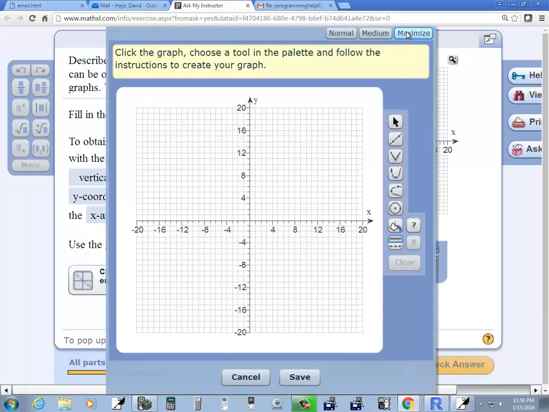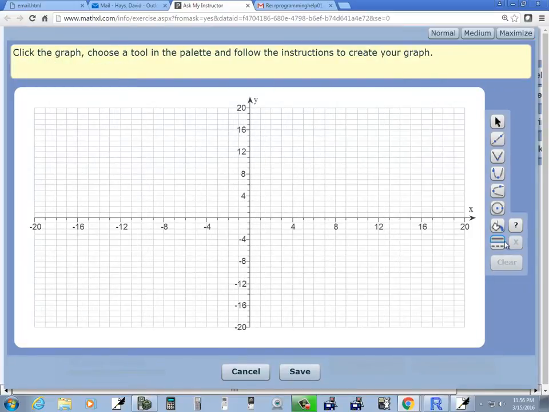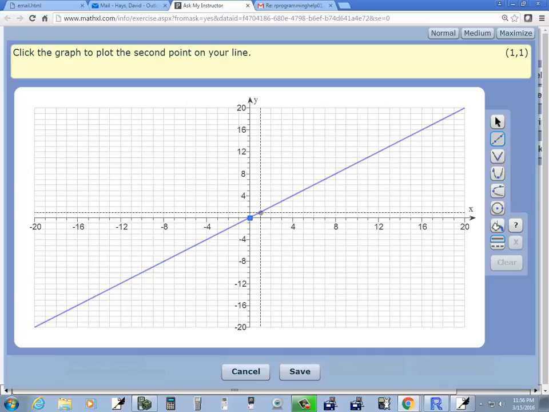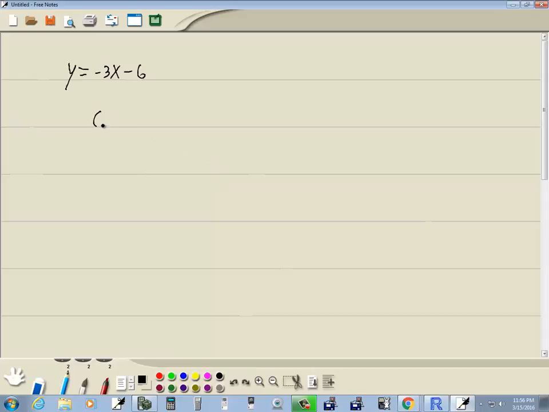Let me maximize that. Okay, and a line, put a line here. Here would be the point 0, 0, and it's going to pass through 1, 1. Okay, so those are the 2 points we have. 0, 0, and 1, 1. And this corresponds to the line y is equal to x.